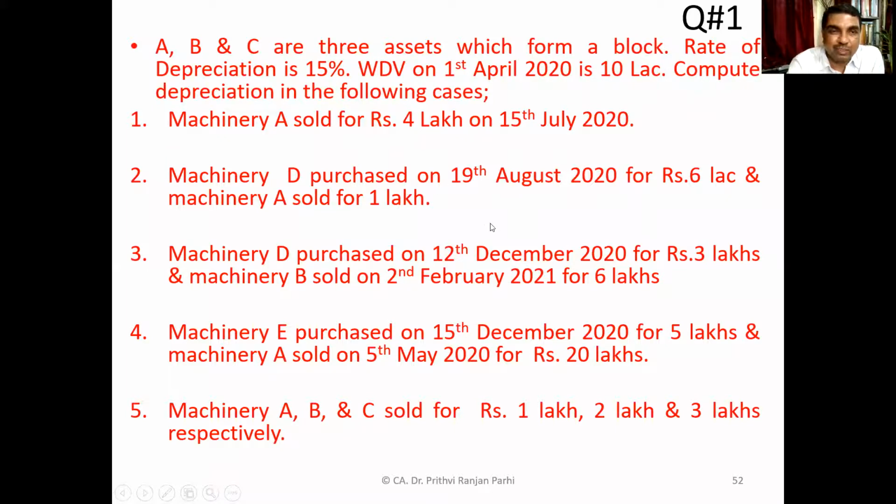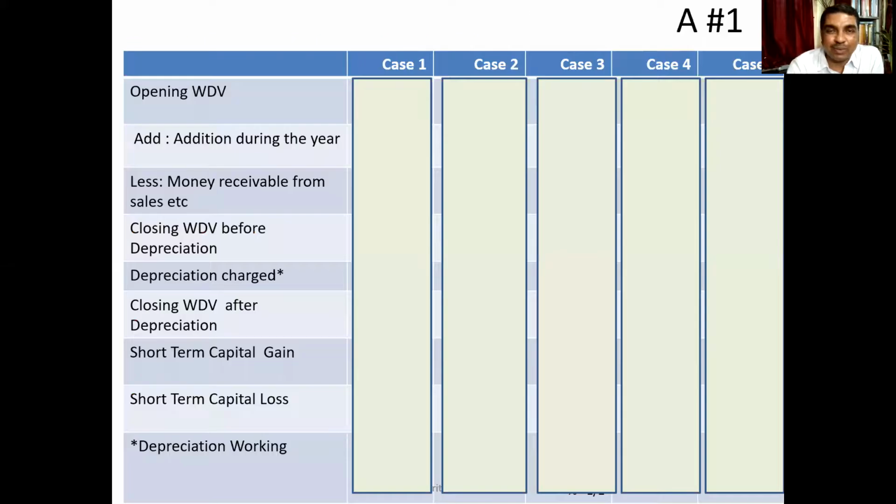Okay, the second situation: machinery D purchased. One other machine is added for 6 lakh rupees and machine A is sold for 1 lakh. The machine is purchased on 19th August. That means even the additional machine is used for more than 180 days during the previous year. So full depreciation will be charged. In that case, how to deal with it?